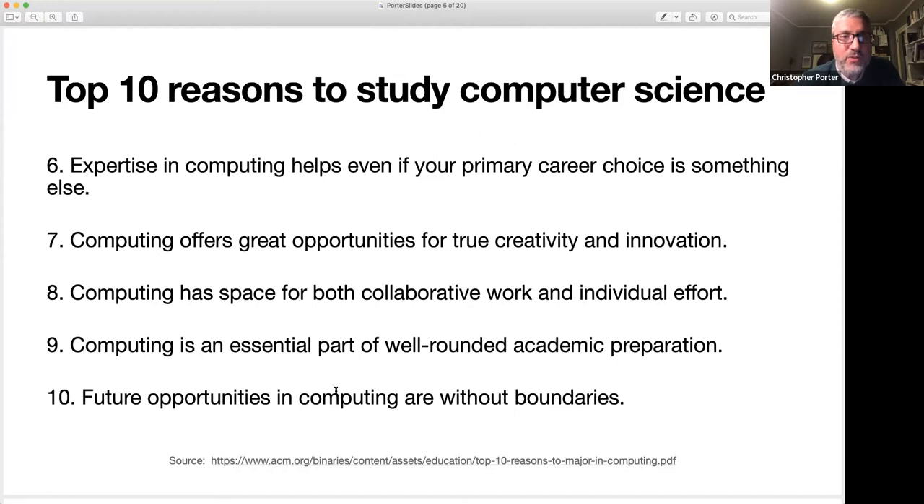And so it's a very versatile tool. Computing offers great opportunities for true creativity and innovation. You can make a program do whatever you dream of. There's no limitation. I teach even low level classes where we give our students projects and ask them to do something original. And my mind is blown with how creative and insightful they can be by putting something together that I would have never thought of doing it that way.